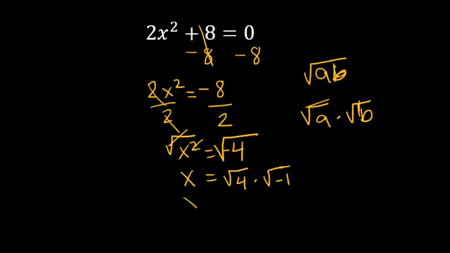What do I get? I get x equals 2, and when you get the square root of negative 1, it turns into an i. It's an imaginary number. But we did square root, right? We had square root. So the final answer is going to be x equals plus minus 2i.